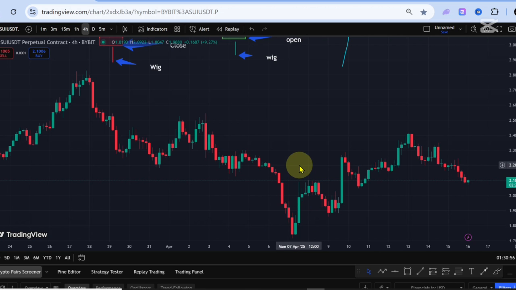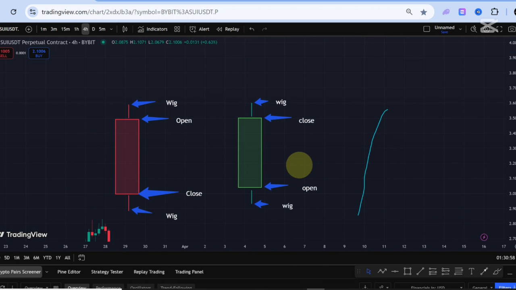So the wick actually shows you the highest and lowest point that the price went to in the market. Why does this particular place represent the open of the candle, and why does this one represent the close of the candle? Now, remember I told you that a bullish candle represents a signal that there's an increase in price in the market.